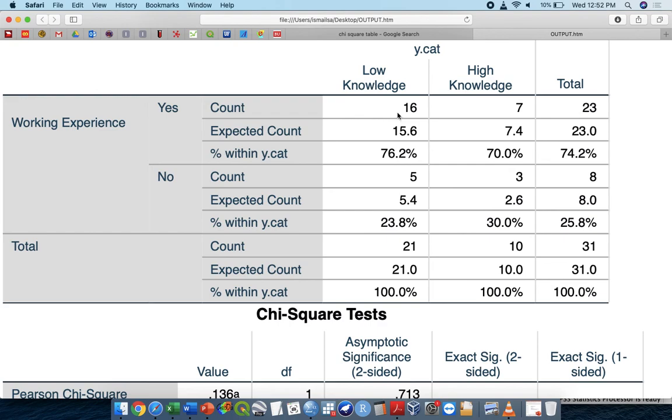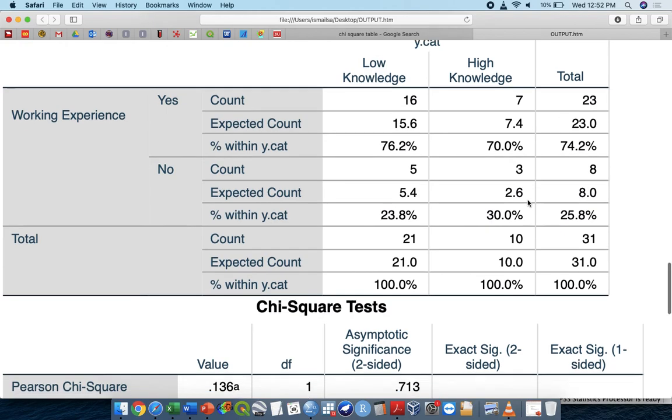How many cells do you get here? 1, 2, 3, 4. 1 over 4 times 100. What percentage do you get? 25%. So can you use this Pearson chi-square? You cannot use Pearson chi-square. You can use alternative statistics here.